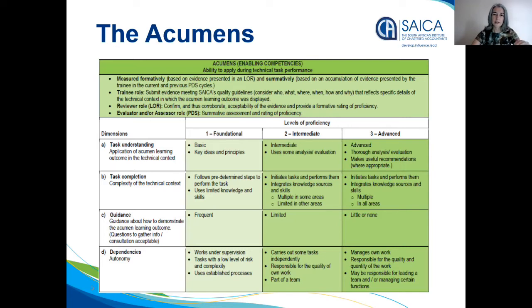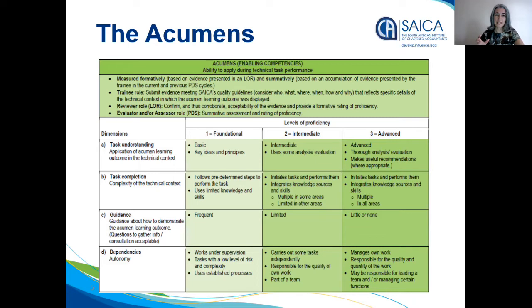At a foundational level, the trainee would only be required to follow predetermined steps using limited knowledge and skills. And this also talks to a scenario where the trainee is really prompted in terms of what they need to do. When it gets to the intermediate and advanced levels of task completion, the trainee is having to initiate from themselves. They need to demonstrate the awareness of what's required, and they're not simply following a predetermined set of steps.